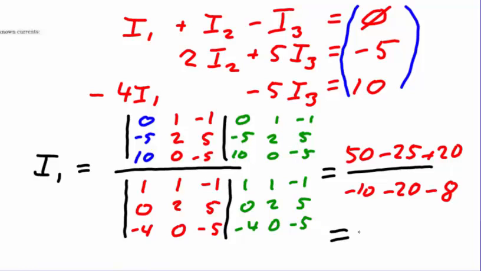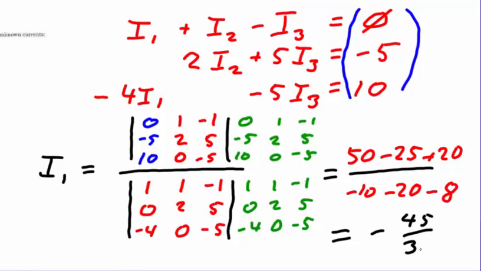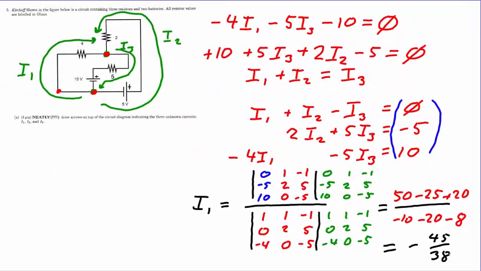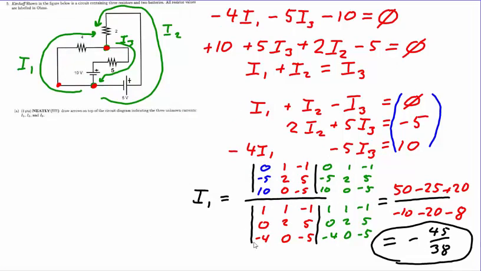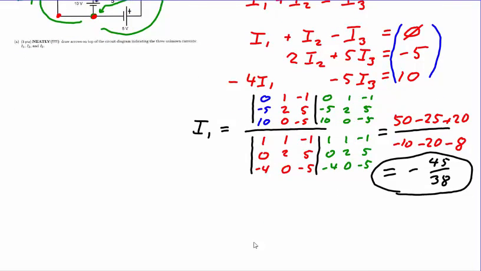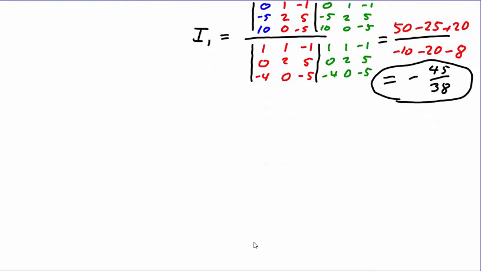And thus our final result for I1 is negative 45 over 38, keeping true what we anticipated, and that is that at least one of these three answers is in fact a negative number. We follow exactly the same procedure to calculate the currents I2 and I3.